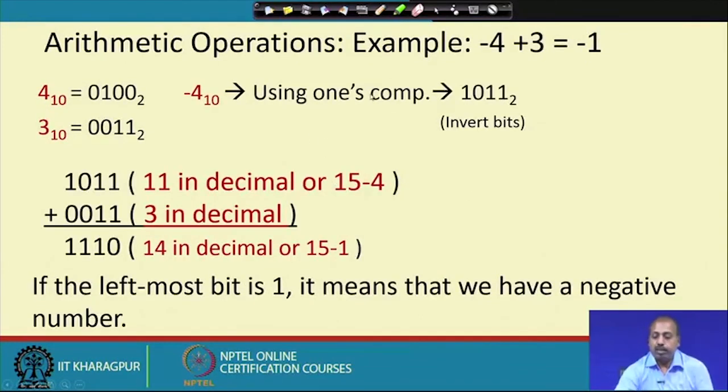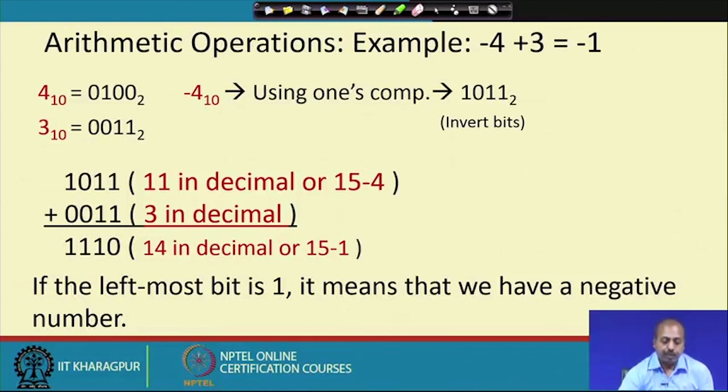Another example. Minus 4 plus 3 is minus 1. How is it coming? 4 is 0 1 0 0. So, minus 4 in 1's complement is 1 0 1 1, and 3 is 0 0 1 1. You are doing this addition. After doing this addition it comes 1 1 0 0. Now there is no carry generated, so I do not have to do anything. That 2 power n minus 1 subtraction is not necessary.